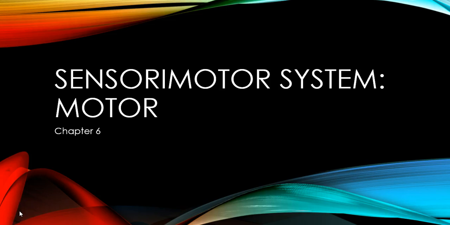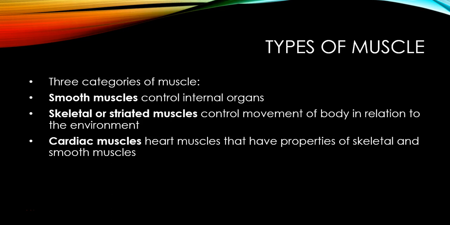Hello everyone. Today we are going to talk about the last part of chapter 6, the motor part of the sensory motor system. In terms of motor or movement, there are three categories of muscle. We have smooth muscle that controls our internal organs, skeletal or striated muscle that controls movements of the body. The skeletal muscle moves your skeleton, and striated because it actually looks striped or striated. I know there's some pictures in your textbook. And cardiac muscle, that's heart muscles.